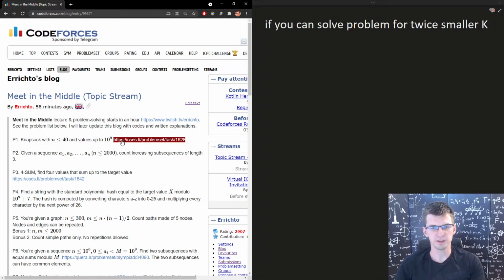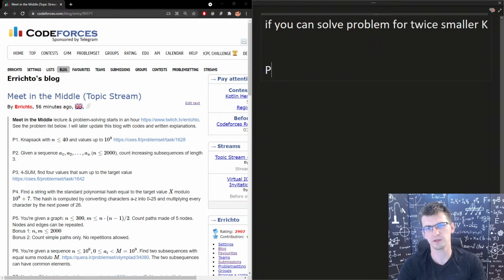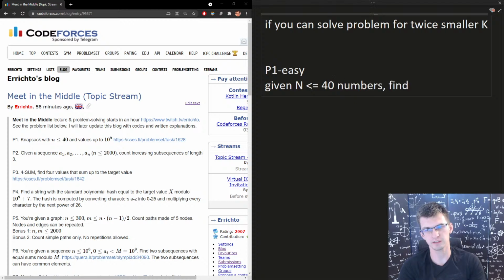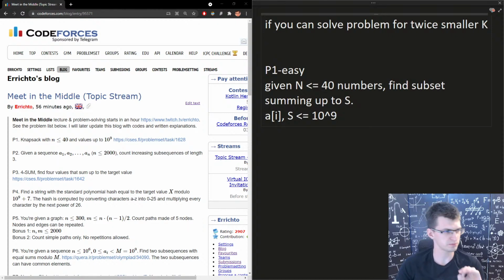Okay. A simplified version of the first problem is the following. So this is, let's say, P1 easy version. Given n up to 40 numbers, find a subset of them summing up to the target value s. You're just given a sequence of length 40. All numbers are up to 1 billion. Ai and s are up to 1 billion. This is the most basic meet in the middle problem.